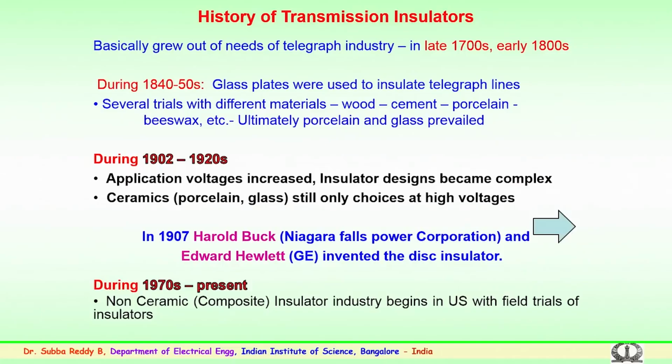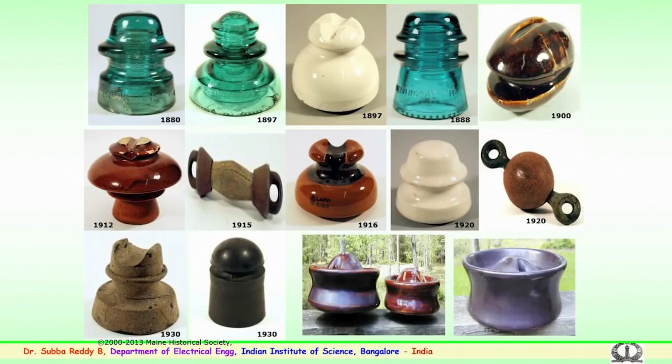So, good morning. We were discussing the history of transmission insulators which are used for outdoor applications. As mentioned, we have three main types of insulators used for overhead transmission. The first is the ceramic or porcelain, the second is the glass, and the third is the non-ceramic or composite or polymer insulators, which are being used widely for transmission. We will look into the various manufacturing processes of all three types of insulators.